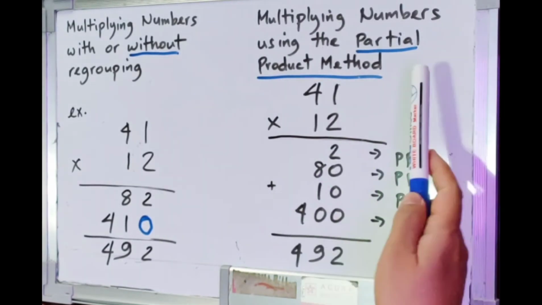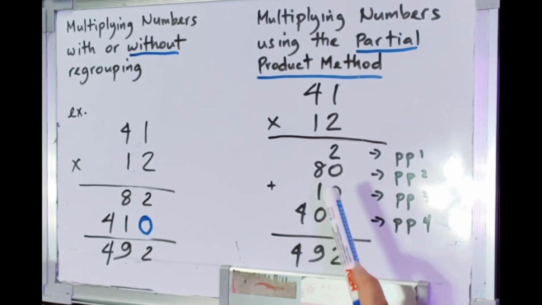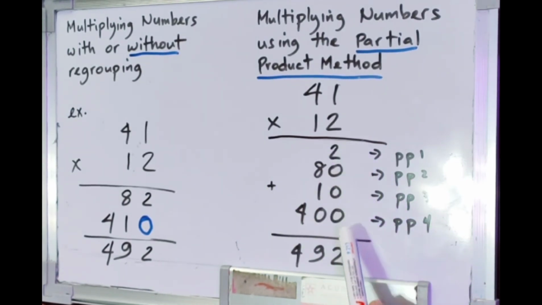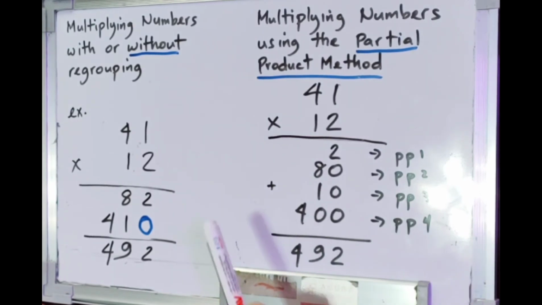So if you really want to use the partial product method, you need to show these four partial products. Then add all these partial products, you get the final answer, which is 492.